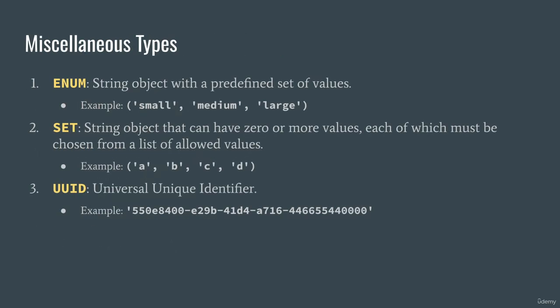Enum, set, and UUID are some interesting data types. First, enum is like a menu of options for your data, allowing you to choose from a predefined set of values. Think of choices like small, medium, and large. Set, on the other hand, lets you store multiple values from a predefined list, offering flexibility in your data choices. Imagine it like choosing multiple toppings for your pizza from A, B, C, and D. Lastly, there's UUID, a universal unique identifier. It's a special type of identifier designed to be unique across systems, looking something like what you see here.